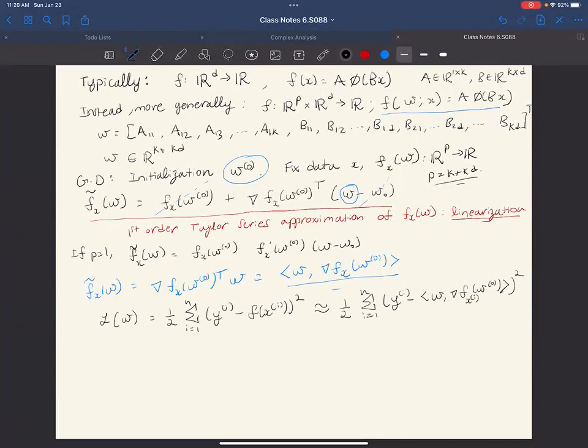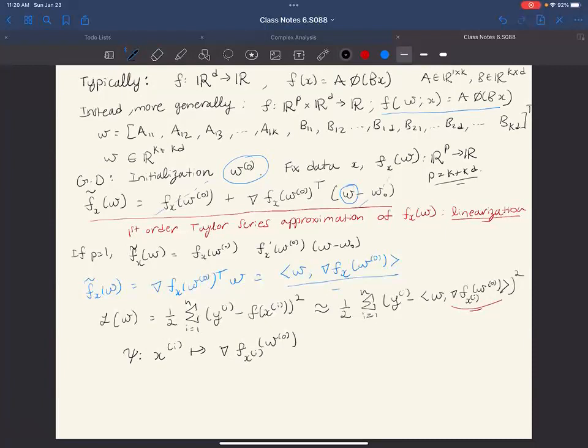But now this should look extremely familiar. In fact, what we see is that this term is just this whole loss. We've now built a linear model on top of some transformed data. And that transformation, that feature map, is exactly given by each x_i mapping to this gradient, gradient f of x_i at w naught.